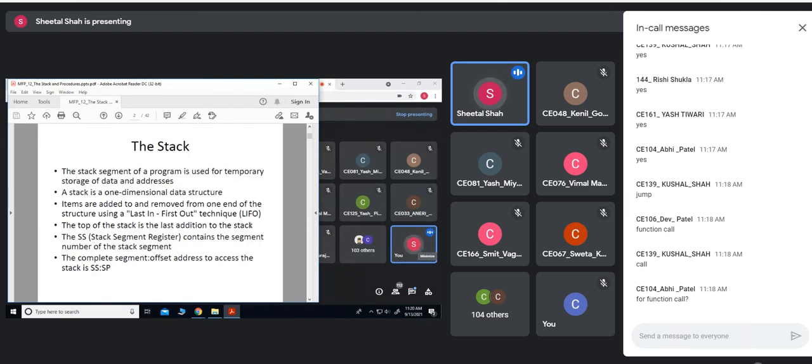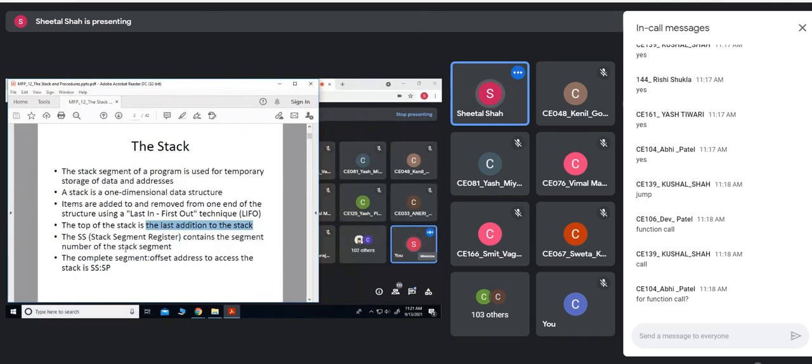It is the last addition to the stack. So whenever we are putting data onto the stack, the top of the stack would change. The data is always placed at the top of the stack, and that top of the stack is the last addition to the stack. So once we have pushed, once we have placed the data, the top of the stack would change. And if I am placing data onto the stack once again, then it would be the last addition to the stack.